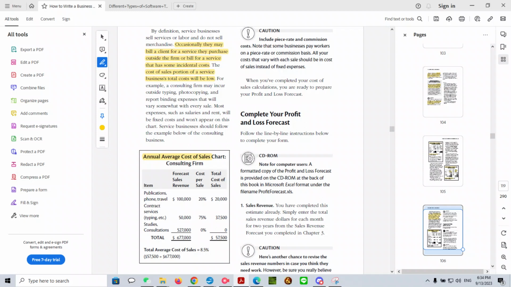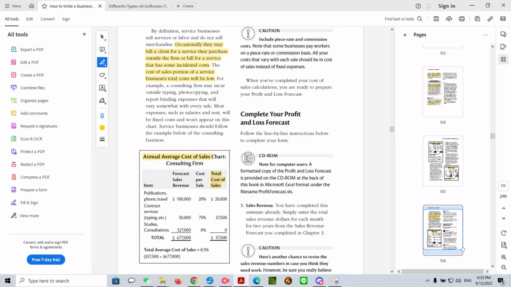677,000. Then for each one, we look at the cost per sale. Okay, for 100,000, it costs us 20%. What was the total cost of sale? 20,000. Okay, fine. And then for the next one, it cost me 75% of the sales revenue to get the sale. So that's the total cost of sale, 37,500. And then for studies and consultation, there was no cost per sale. Let's suppose you didn't have to pay anybody to do it, whatever it was. Then you put 0% and it's 0.